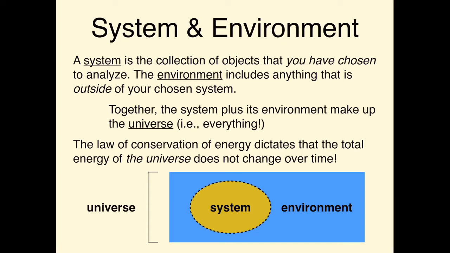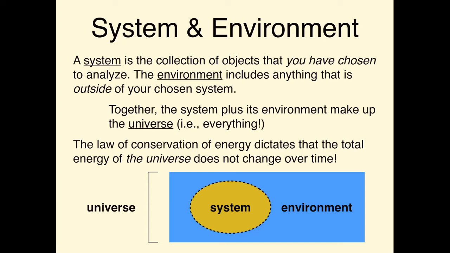So the first thing we want to talk about is a distinction between a system and its environment. Okay, so when we talk about a system in physics, we're just talking about the collection of objects that you're choosing to analyze. So you choose what the system is. You say, I'm going to focus on the motion of these objects, and that's your system. Okay? And then as soon as you've chosen your system, the environment is just everything else. Anything outside of your system is the environment.